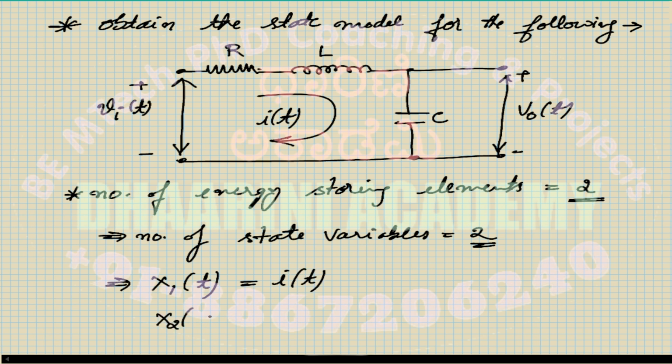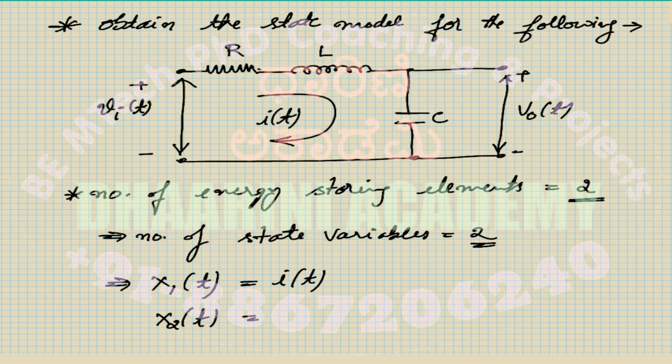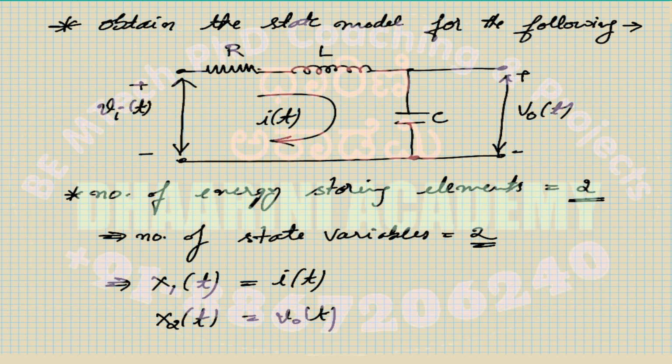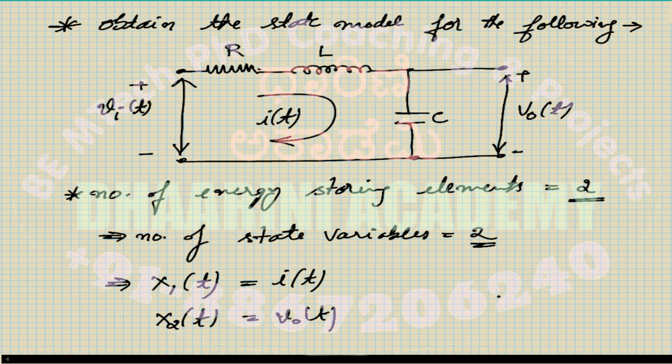Similarly, x2 of t, the second energy storing element, is a capacitor, correct? And for a capacitor, the variable is the voltage across the capacitor. In the circuit, voltage across the capacitor is represented by V naught of t. So capital X has been defined now. What is U? What is the input to the circuit? Input is a voltage, that is Vi of t.